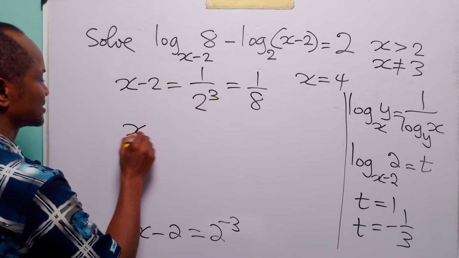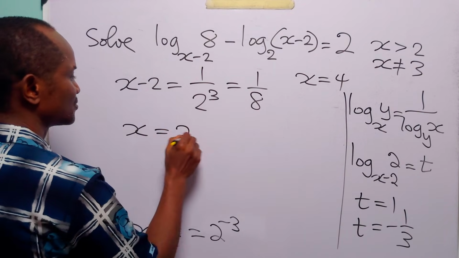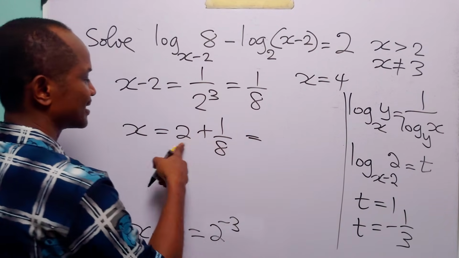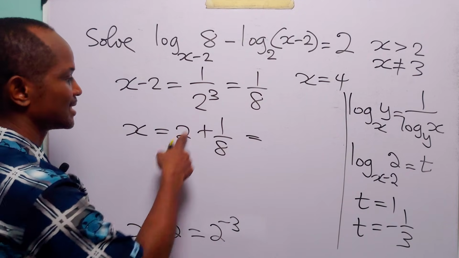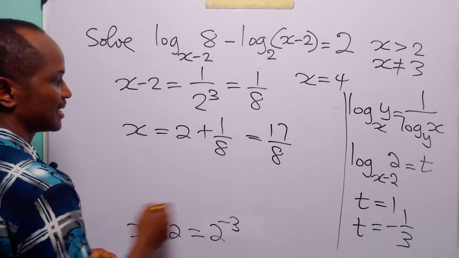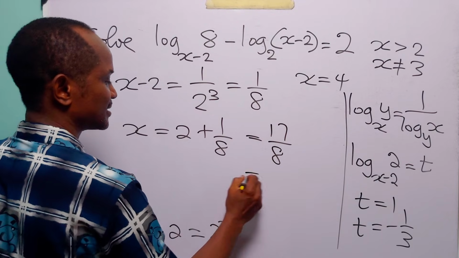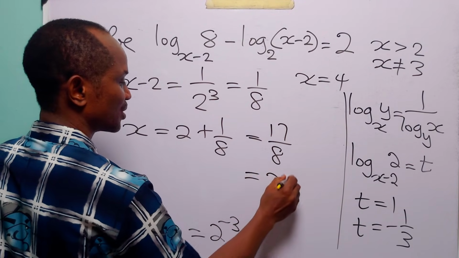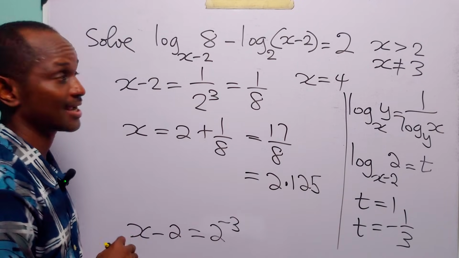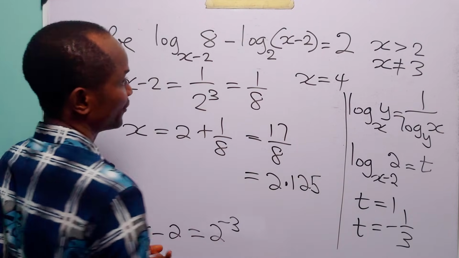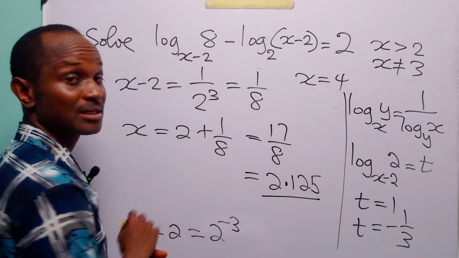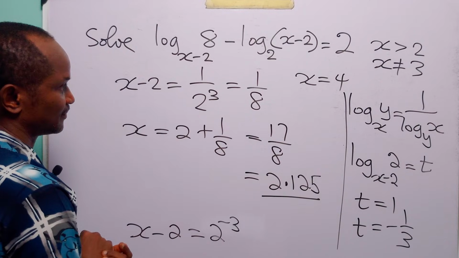Now, we have that x is equal to 2 plus 1 over 8. 8 times 2 is 16. 16 plus 1 is 17 over 8. 17 divided by 8 is equal to 2.125. So the second value of x that satisfies this logarithmic equation is 2.125 or 17 over 8.